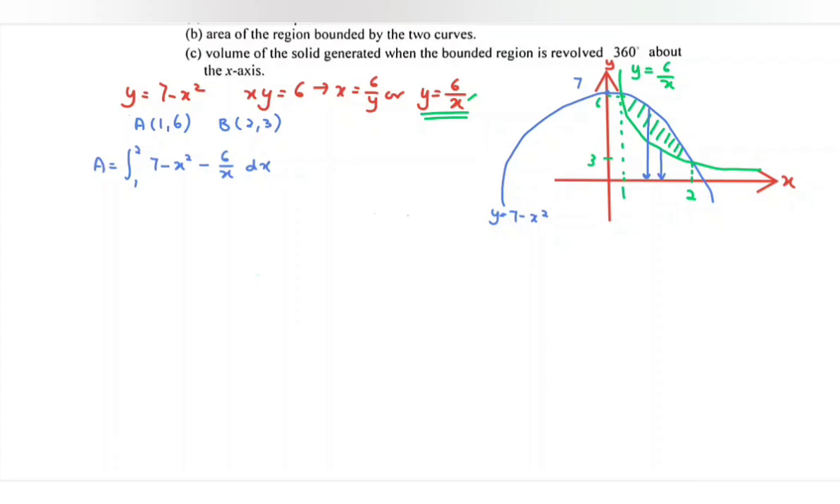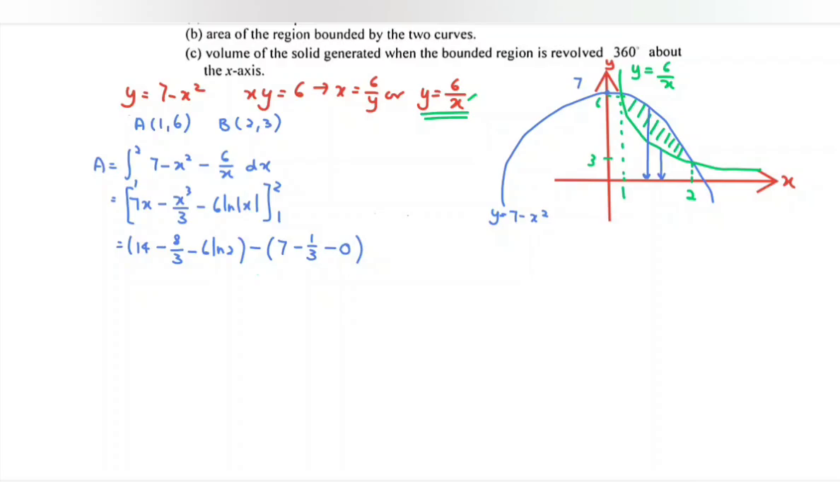Next is to integrate. So we have 7x minus x to the power of 3 over 3 minus 6 ln x, with the limits 2 and 1. If we substitute 2, then we will have the bracket 14 minus 8 over 3 minus 6 ln 2. Minus, if we substitute 1, we will have 7 minus 1 over 3, and then minus 0 because of ln 1.